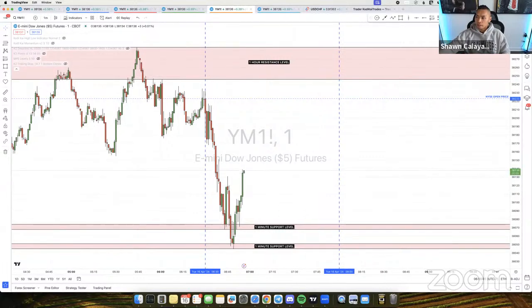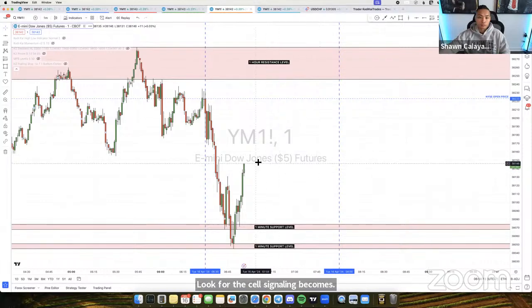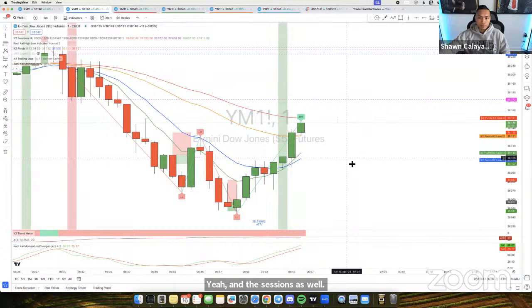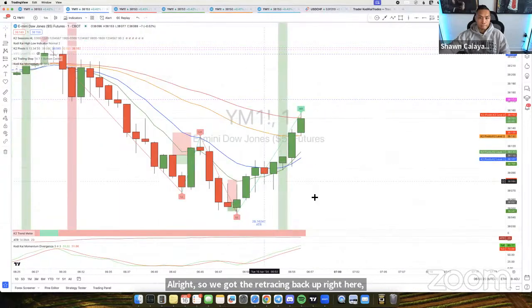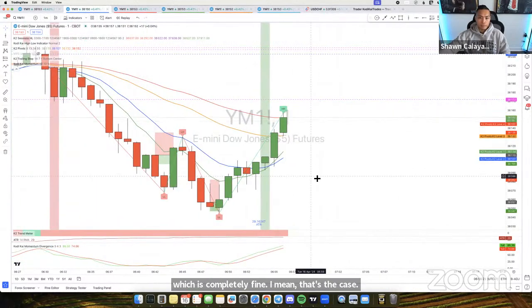Let's see. Nick said, look for the sell signal if it comes. Yeah, and the sessions as well. All right, so we got the retracement back up right here, which is completely fine. If that's the case, then we'll just watch it as it continues to push up from here. We still have a bearish trend, so price might be coming back down.